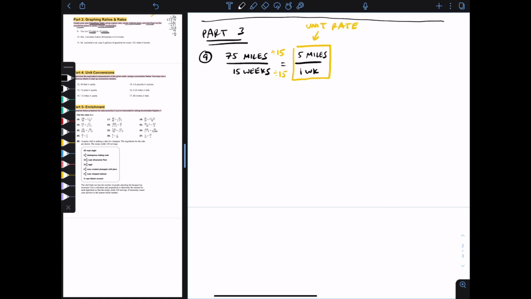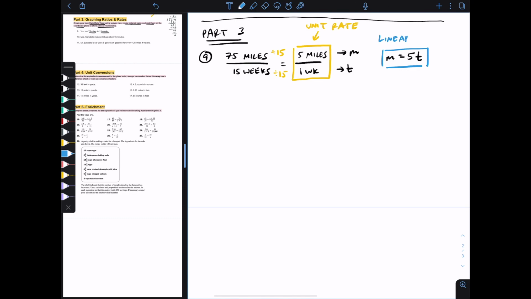Maybe I'll say for the miles, we'll just say this is M, and for the weeks, we'll do T for time. So we could write a linear equation and say the number of miles you run depends on how many weeks go by. And you're running 5 miles per week. So you can say M is equal to 5T. This right here would be our linear equation.